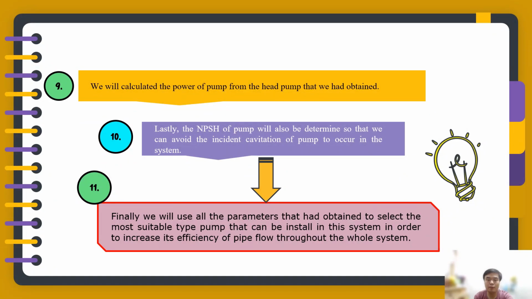After we obtain the head pump, we will calculate the power and also the net positive suction head (NPSH) of the pump. The NPSH needs to be calculated so that we can prevent cavitation of the pump from occurring in the system. Finally, we will use all the parameters that we get to select the most suitable type of pump that can be installed in this system to increase the efficiency of water flow throughout the whole system.